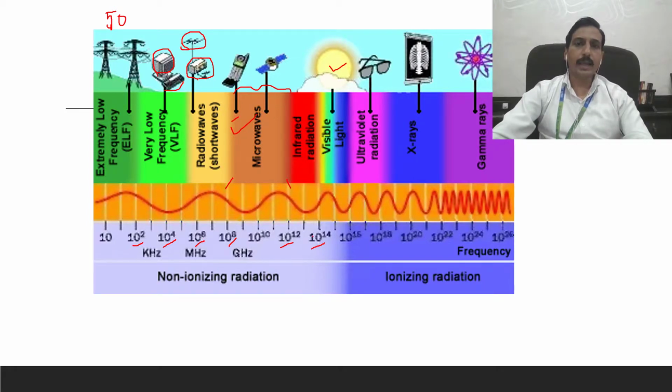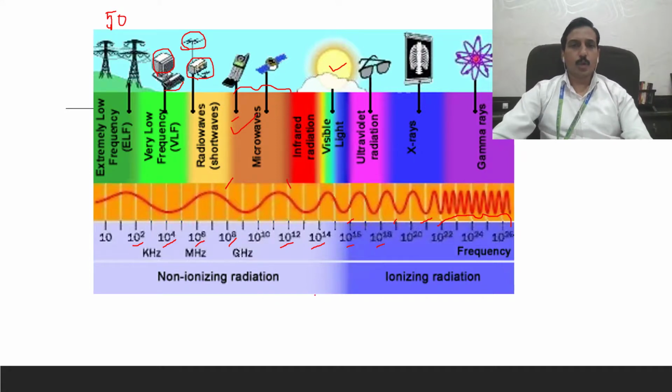As far as visible light is concerned, it comes in between 100 terahertz to 10,000 terahertz. So this is the range. As far as ultraviolet radiations are concerned, those come under 10 raised to 16 hertz to 10 raised to 18 hertz. X-rays come under the range 10 raised to 19 hertz, 10 raised to 21 hertz. And as far as gamma rays are concerned, those come under 10 raised to 22 hertz to 10 raised to 26 hertz.